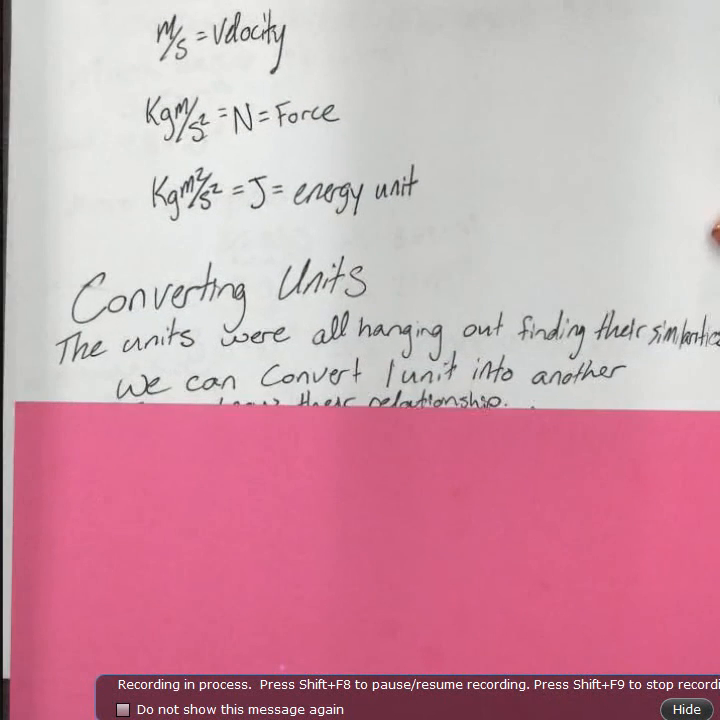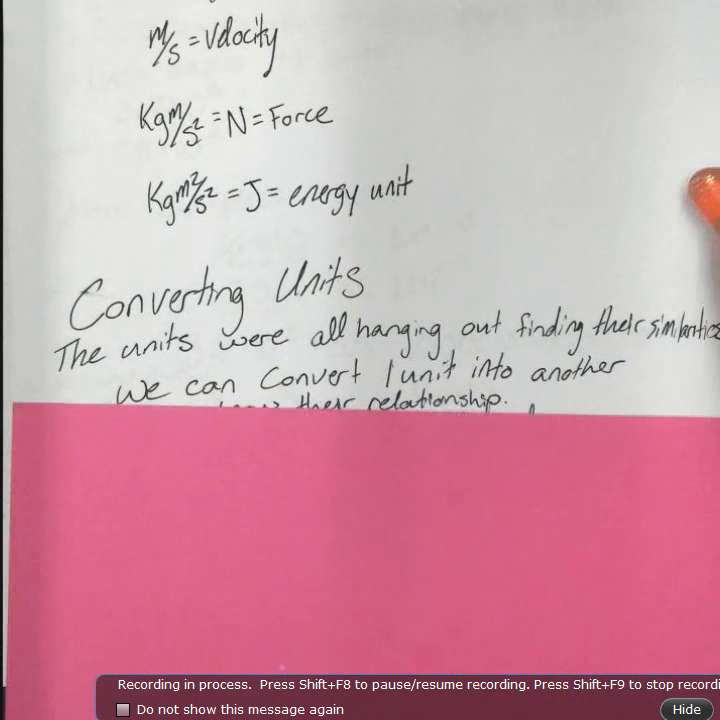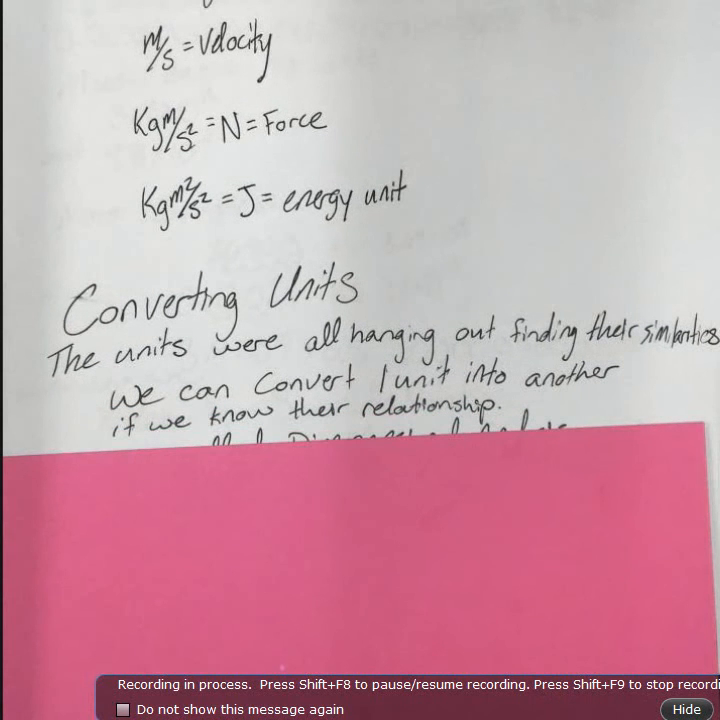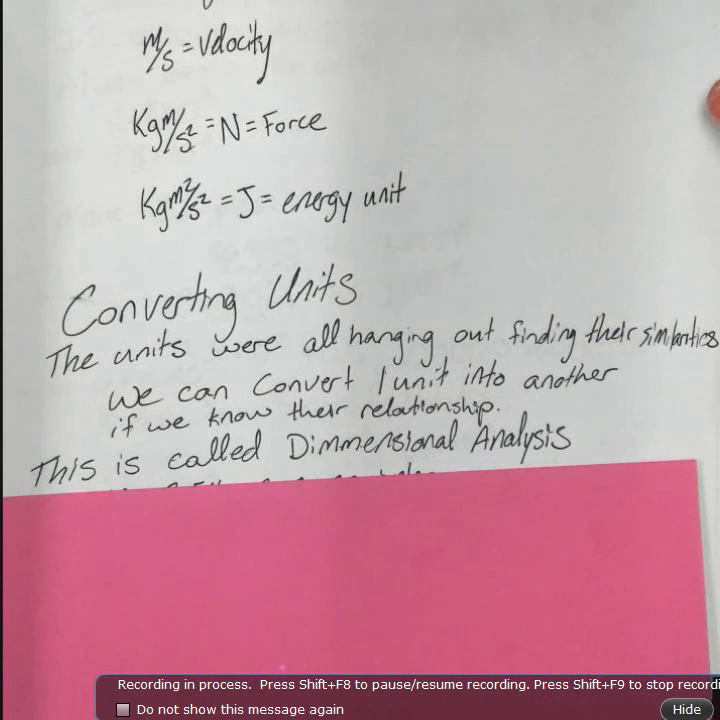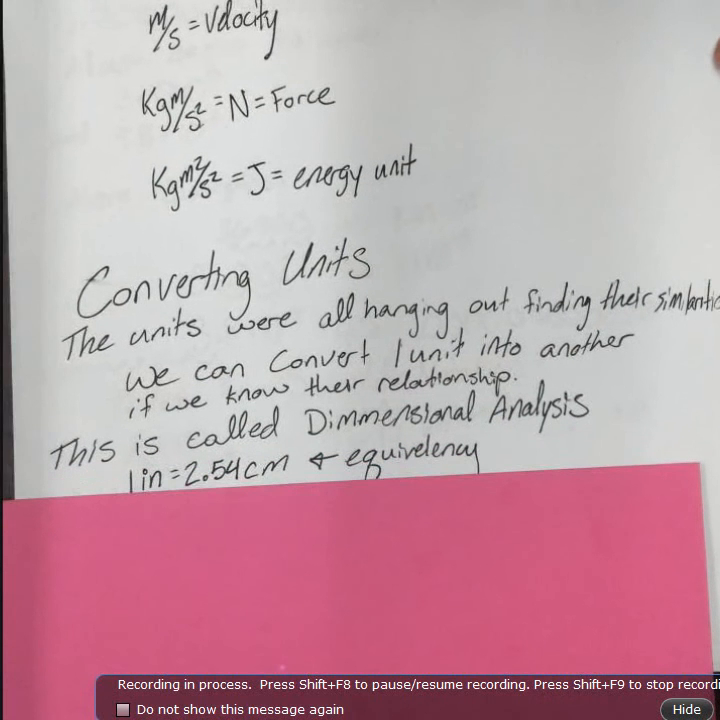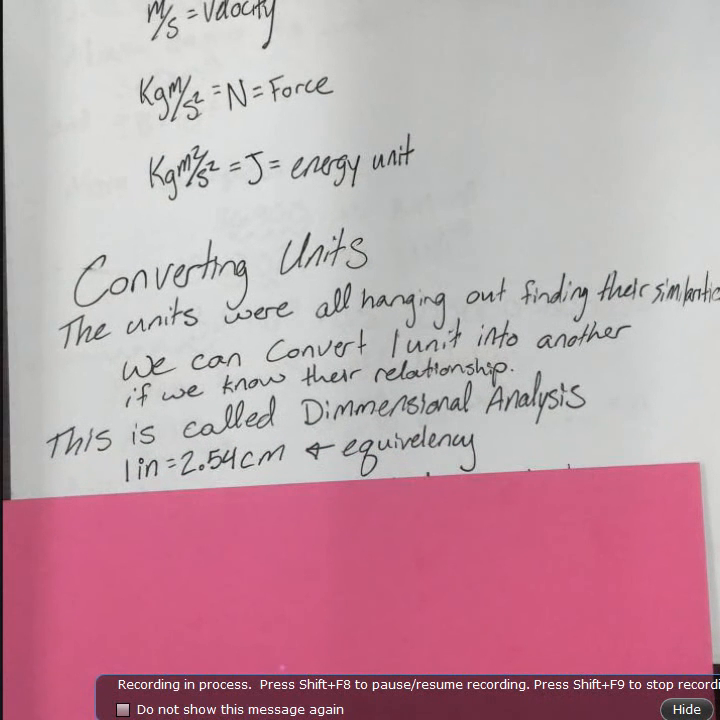What I really want you to take a look at is we can convert one unit to another if we know their relationship. Converting units based on their relationship is called dimensional analysis. And you use equivalencies in dimensional analysis. I'm going to use a really straightforward equivalency: 1 inch equals 2.54 centimeters. This is an equivalency. These two are equal to each other.